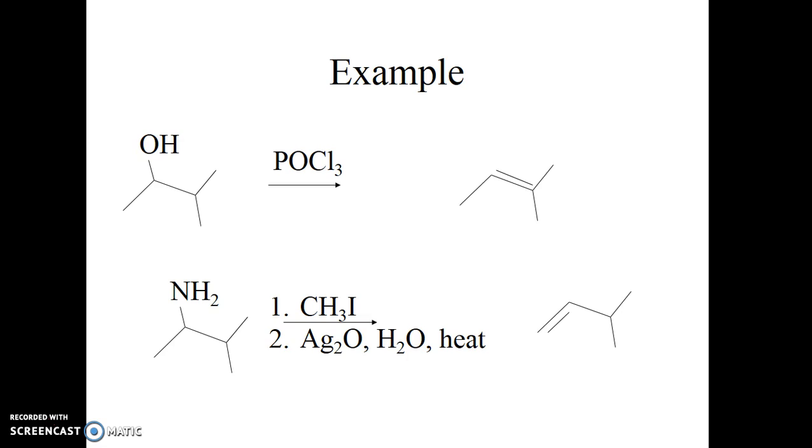So if we want to get the more substituted alkene, what do we use? We use a dehydrating agent with an alcohol and see what we get. We get the more substituted alkene here with phosphorus oxychloride. If you had an alkyl halide, you could just treat with sodium hydroxide. Here we have an amine. If we treat it with an alkylating agent and then with silver oxide as our base, notice we get the less substituted alkene.